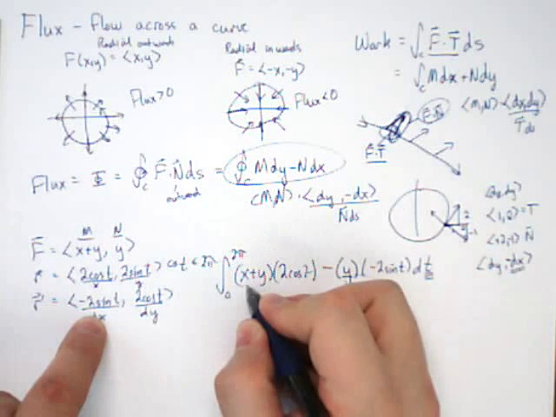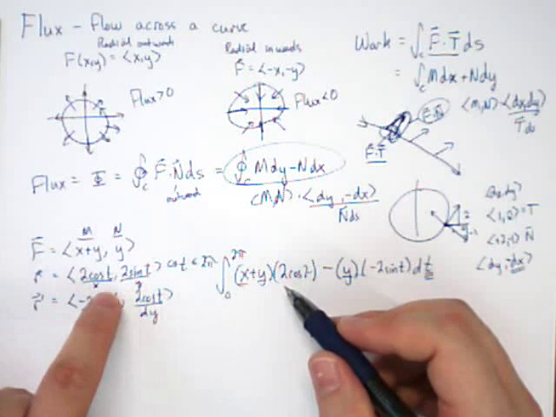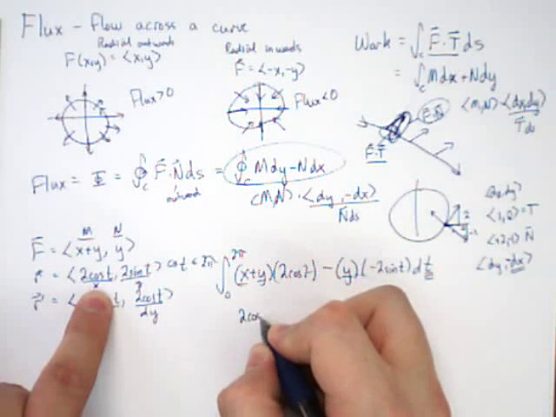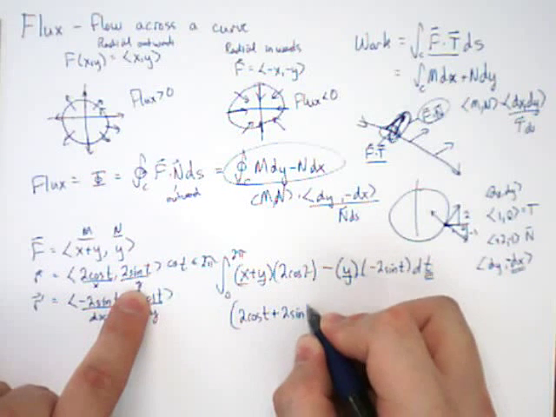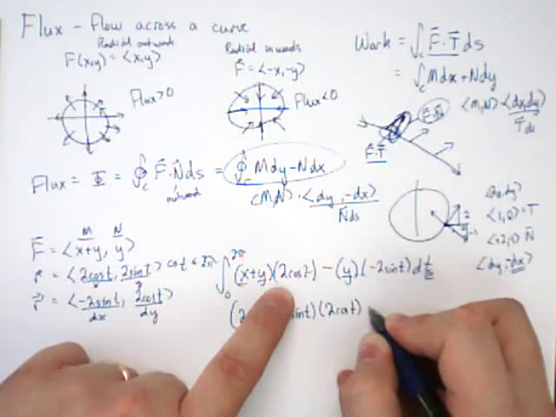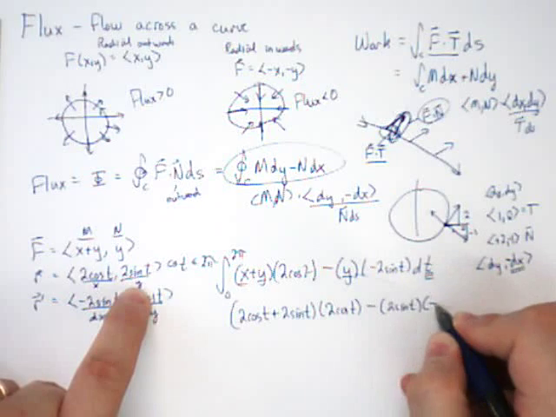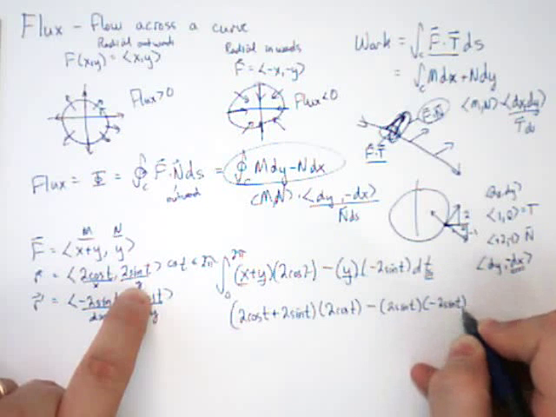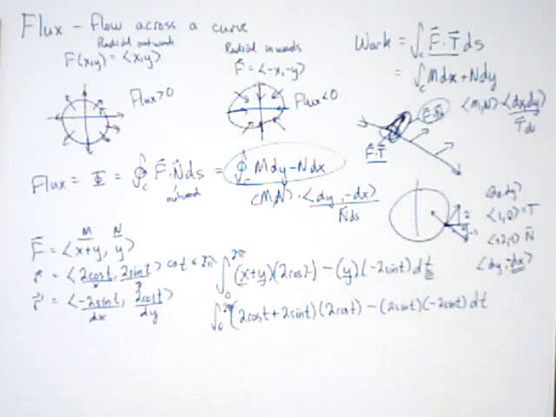And since it's a t, I better make sure I replace all my x's and y's with what they are in terms of t. Here's my x and y. So I've got a 2 cosine t plus a 2 sine t. Now I just copy this down. 2 cosine t, minus y, which is 2 sine t, times negative 2 sine t, dt. Integrate from 0 to 2 pi. I'll let you finish that integral. It's one you can do. That completes the screencast.